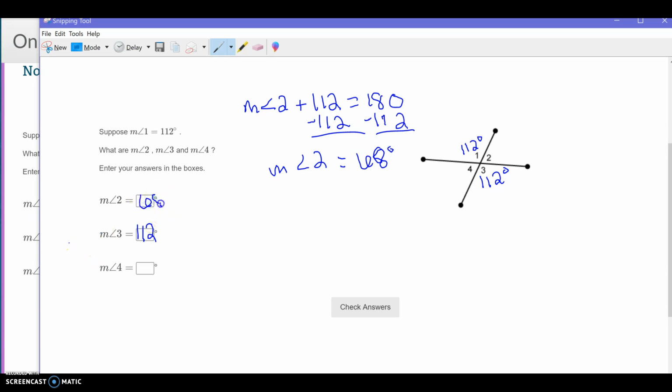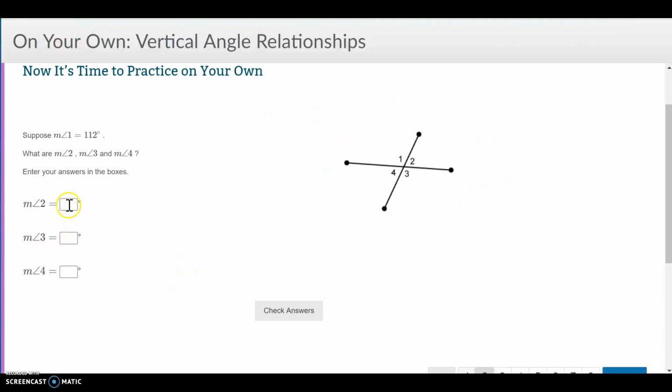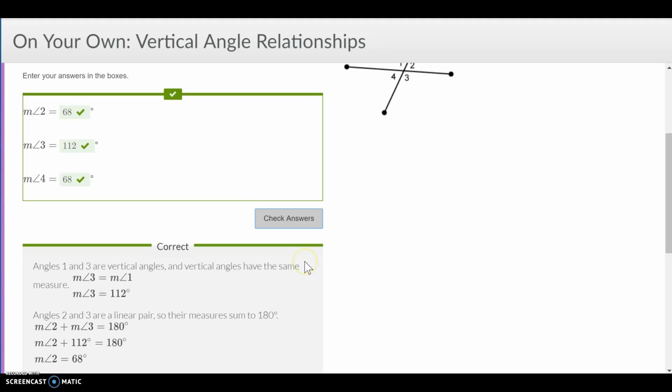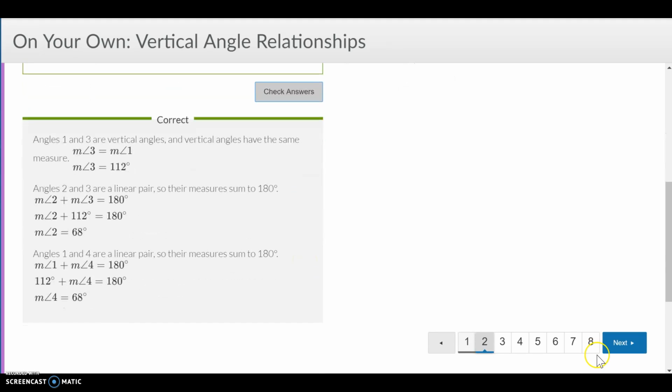So 68 degrees, and let's write over here. And now, angles 2 and 4 are vertical angles, so that means that angle 4 is also 68 degrees. And now let's put our answers in. So 68, 112. Make sure we did all our math right. Check it out. And we did. There's your explanation.